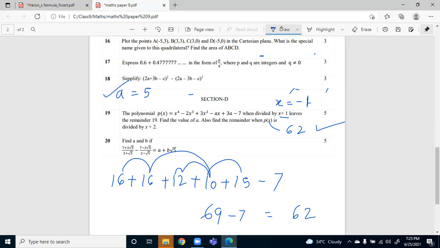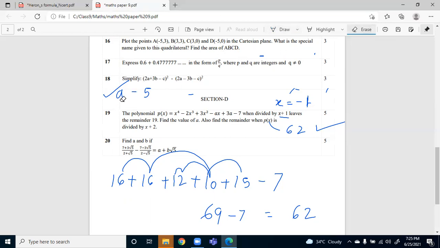So the question is that you have to find the value of a, and then you need to substitute that value of a and take the value of x as minus 2. In that case, you have to calculate the remainder. So both the answers are coming correct. So let's proceed to question number 20.